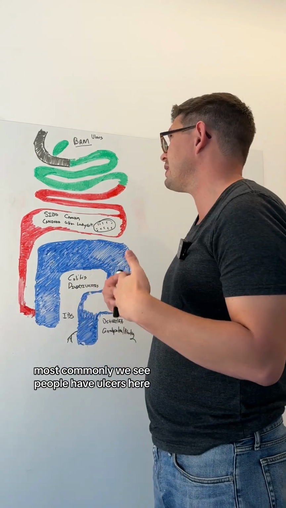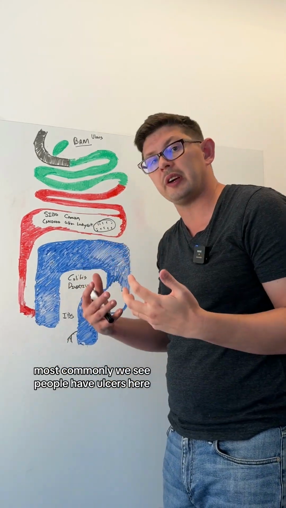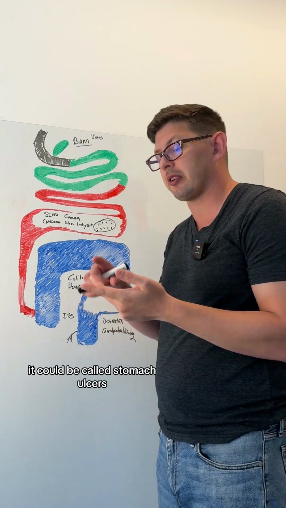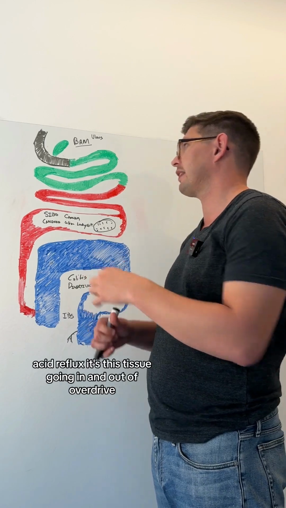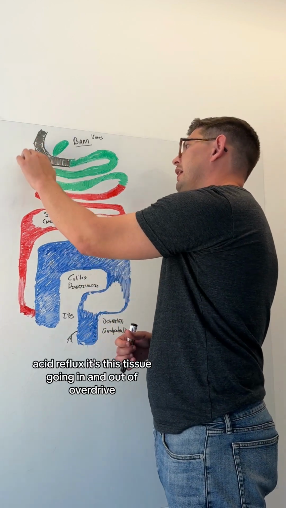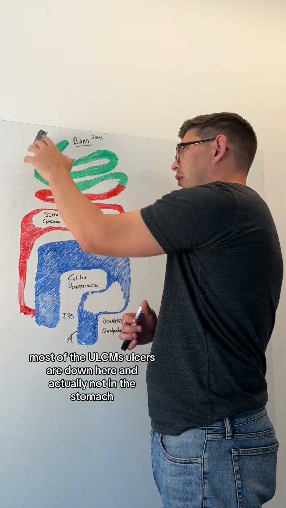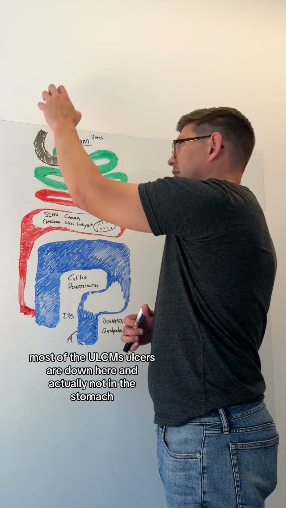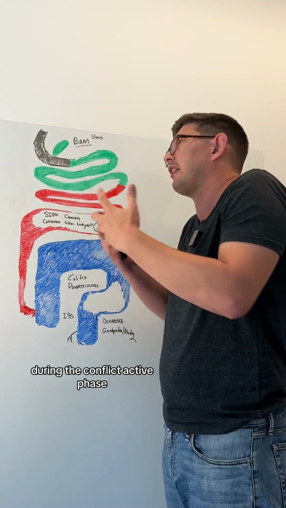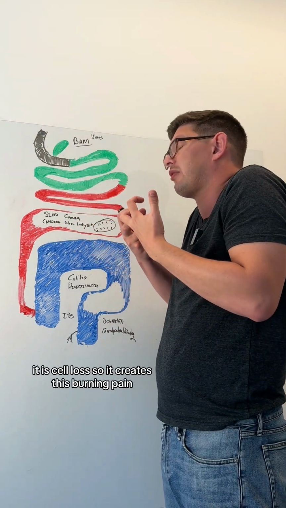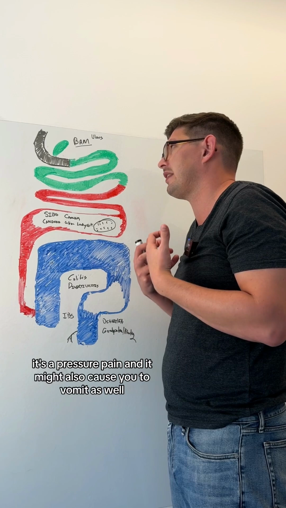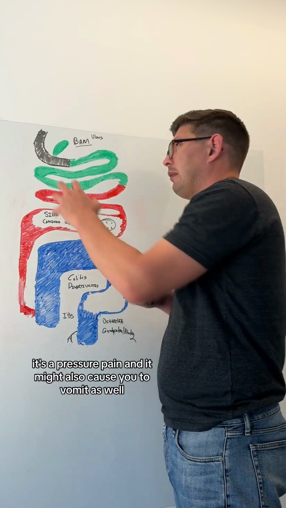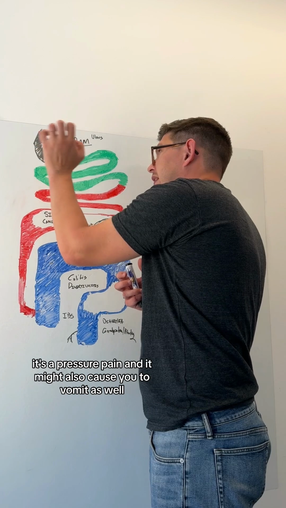Most commonly, we see people have ulcers here. It can be called stomach ulcers, duodenal ulcers, heartburn, acid reflux. It's this tissue going in and out of overdrive. Most of the ulcers are down here and actually not in the stomach. During the conflict active phase, it is cell loss, so it creates this burning pain. And then when the conflict gets resolved, it's a pressure pain. And it might also cause you to vomit as well.